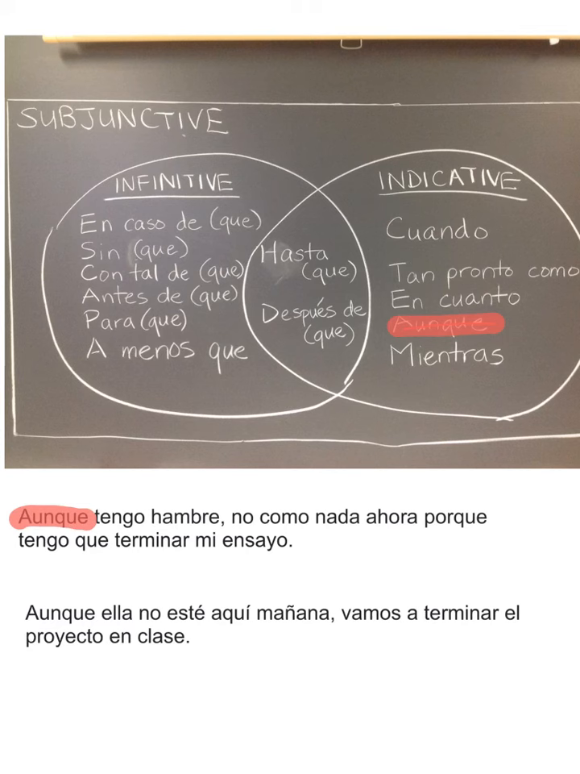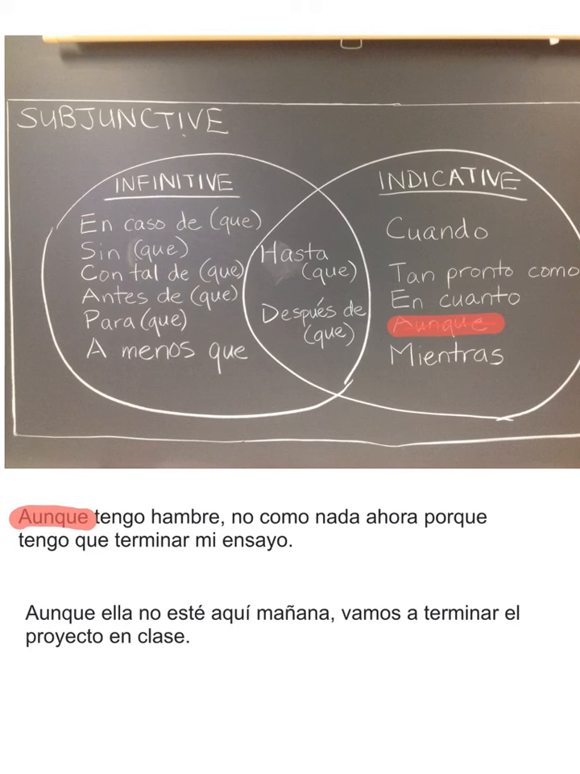Aunque tengo hambre, no como nada ahora, porque tengo que terminar mi ensayo. So that means even though I'm hungry, I'm not eating anything now because I have to finish my essay. So here it's indicative because it's a real fact, it's an established fact, and I'm saying even though this is true, I'm not doing what you think I might do.